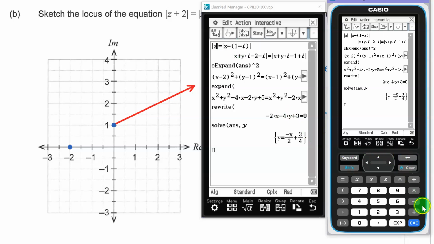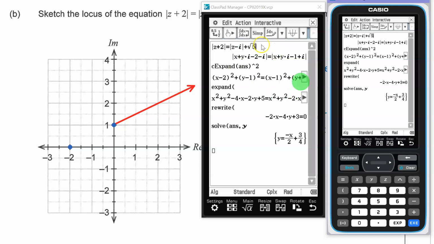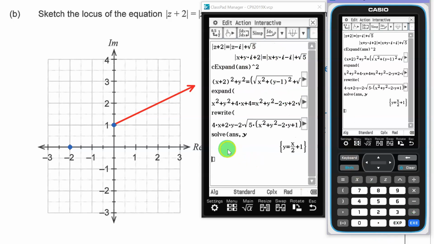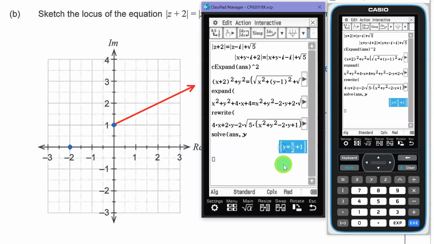The distance of z from -2 is equal to the distance of z from plus i, wasn't it, here? So if we go plus, and then I'll use the shift dot to get i, that was from positive i, so we need a negative there, plus √5, so plus the square root of 5. And then we keep our fingers crossed and see what happens. So I'm going to hit execute and the ClassPad chunders through the lines, and we end up with the equation y is equal to ½x plus 1 out of this.